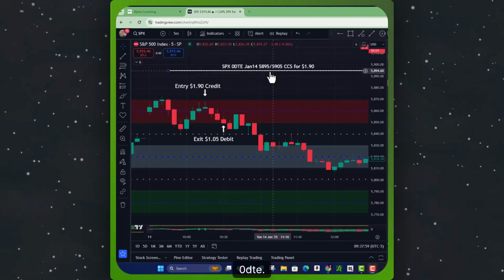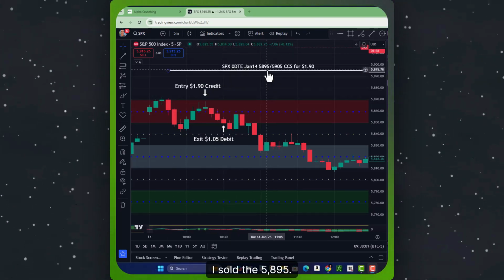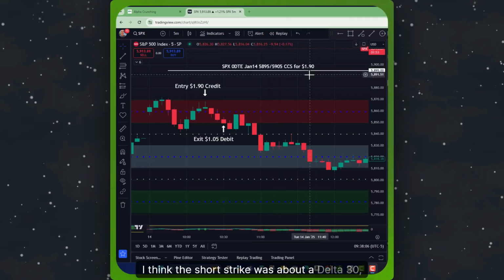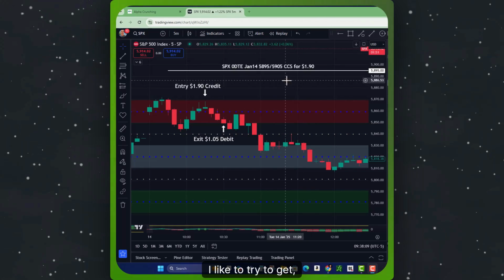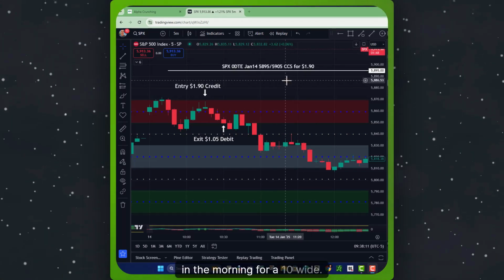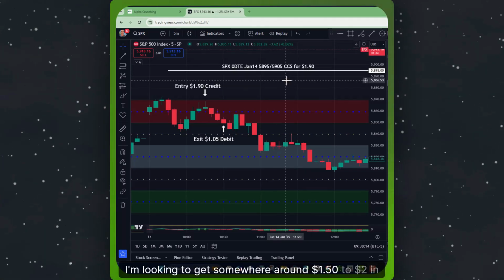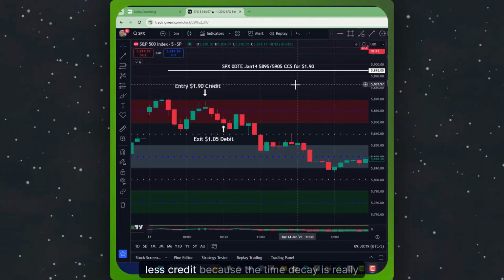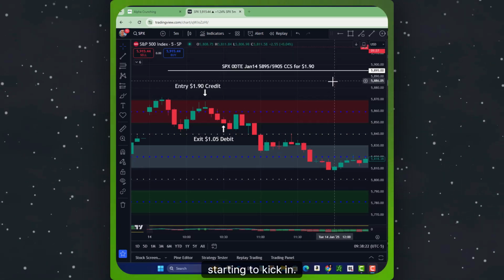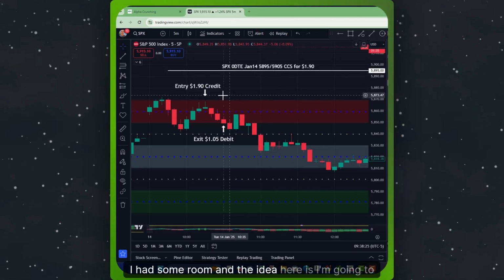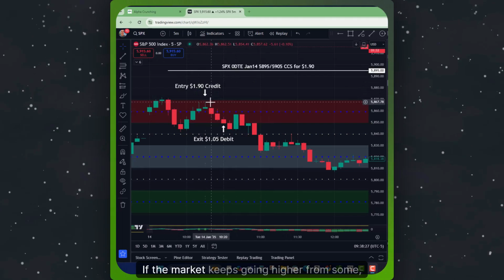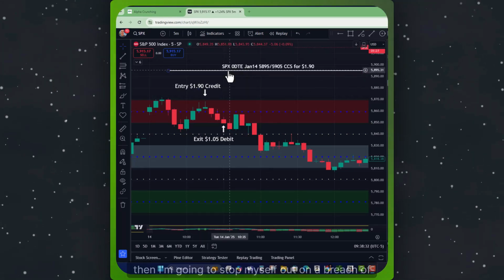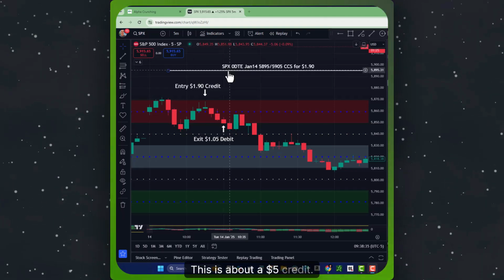call credit spread, 0DTE. I sold the 58.95, 59.05. This is a 10 wide spread for $1.90. I think the short strike was about a delta 30, give or take. I like to try to get in the morning for a 10 wide, I'm looking to get somewhere around $1.50 to $2. In the afternoon, you have to accept a little bit less credit because the time decay is really starting to kick in. But anyway, I had some room, and the idea here is I'm going to take $1.90 credit. If the market keeps going higher for some reason, then I'm going to stop myself out on a breach of that short strike.